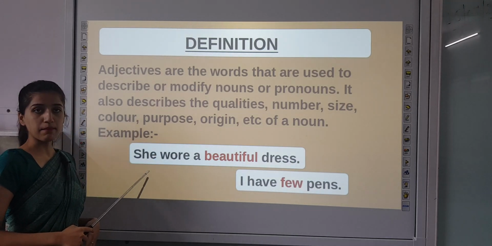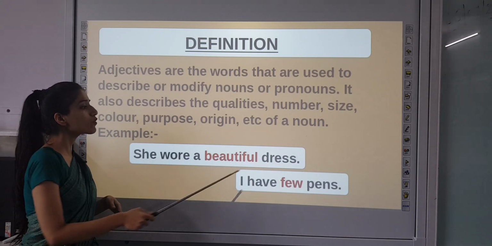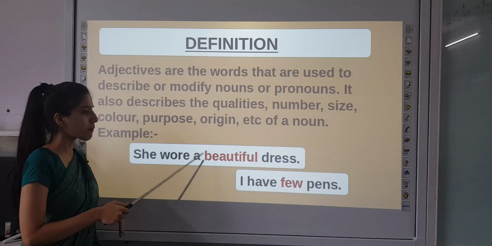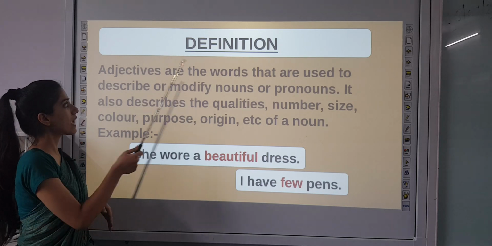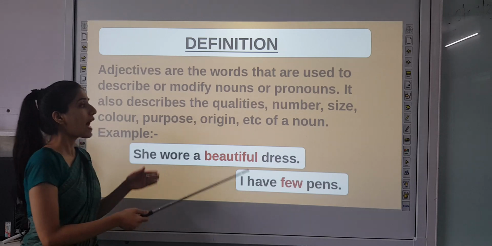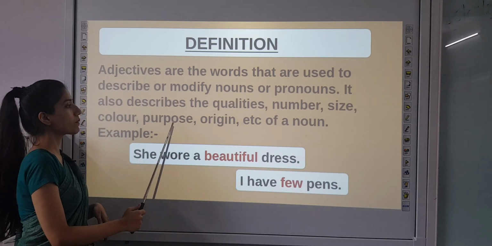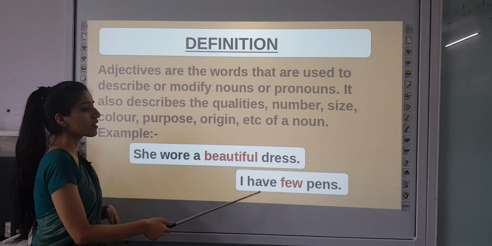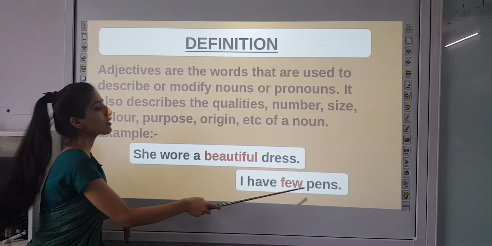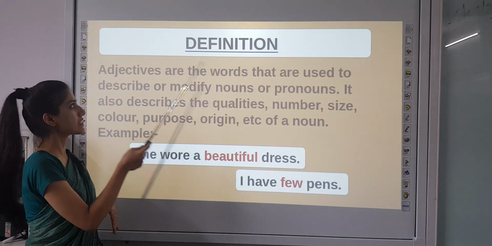So, let's look at the example now. She wore a beautiful dress. So, here the word beautiful is describing the dress she is wearing. Here, beautiful is the describing word, so we can call it an adjective. As you can see here, I have few pens. As I said, it describes the qualities, number, size, color, purpose, origin, etc. of a noun. Here we are exactly giving the number of pens we are using. So, here few is the describing word, that is an adjective.